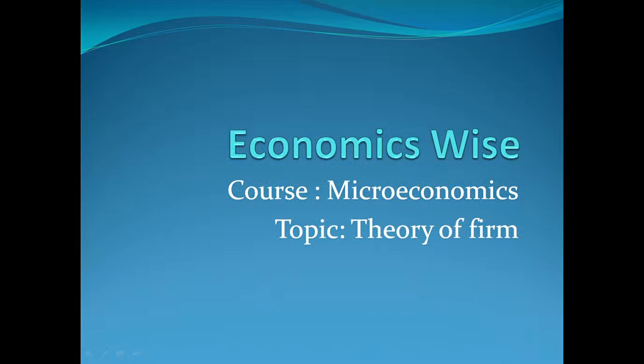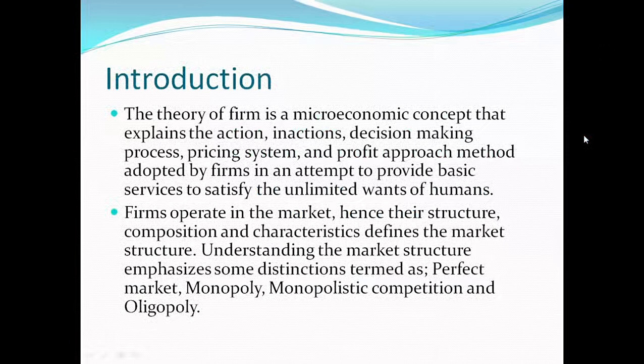Today we'll be talking about theory of firms, and to proceed, I'd like to give some insight on what theory of firms is all about. A firm is simply an agent of the economy. We have four agents of the economy: the individual or the consumer, firms or business, government or the public sector, and the foreign sector.